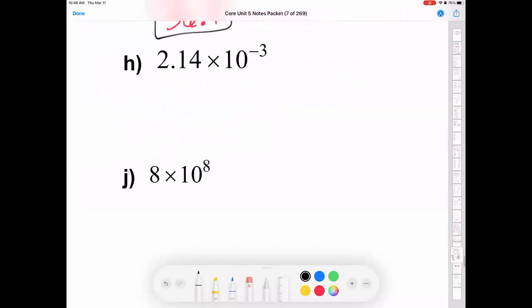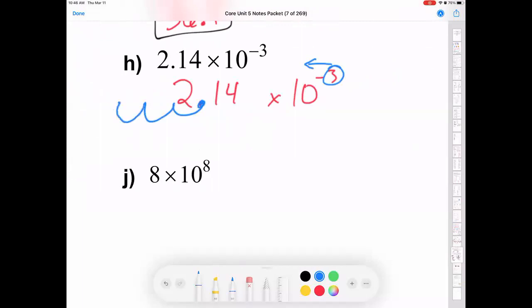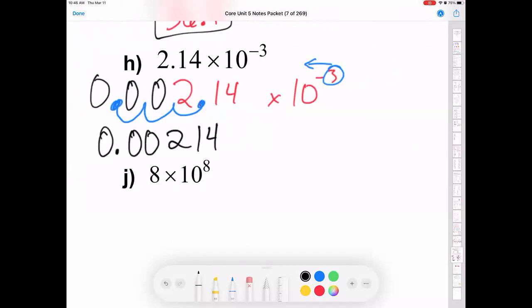For H, we have 2.14 times 10 raised to the negative 3rd. Because we have that negative exponent, we are going to the left 3 places. So 1, 2, 3, put our decimal place, fill in with zeros. And so our final answer comes out to be 0.00214.